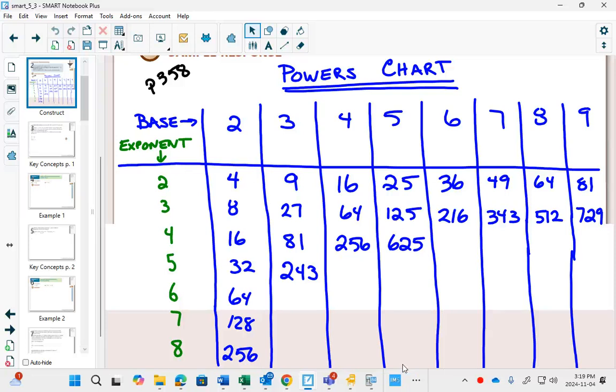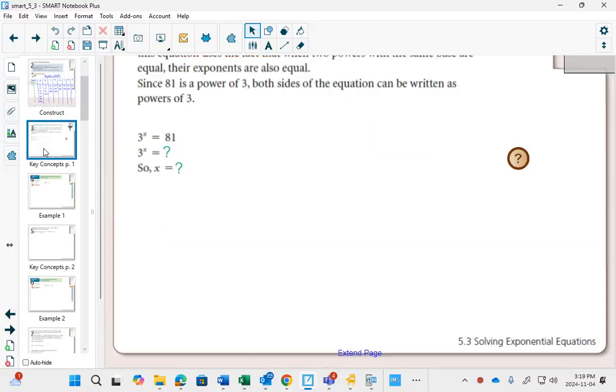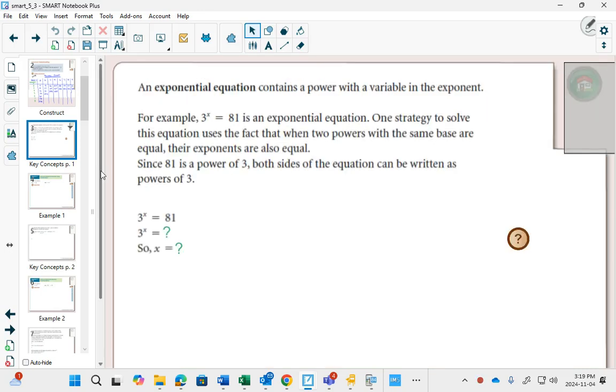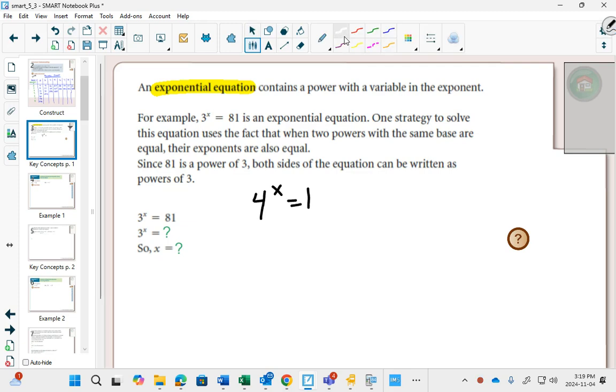So here's the idea. Here you have your powers chart, and we are going to be solving exponential equations. Exponential equations are equations where the variable is in an exponent. So if you had something relatively easy, I'm pretty sure I could give this question to you in grade 9 or 10 and you would get it right. 4 to what power is 16? What's x? 4 to x is equal to 2.